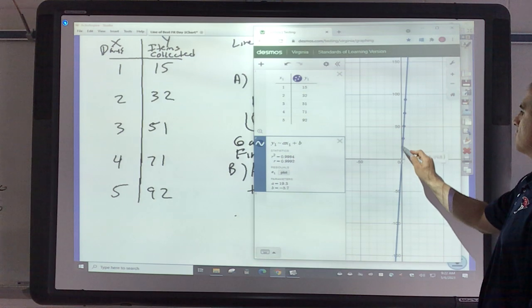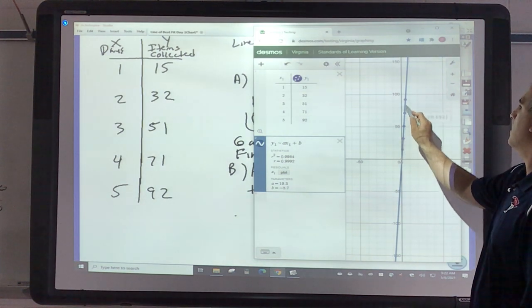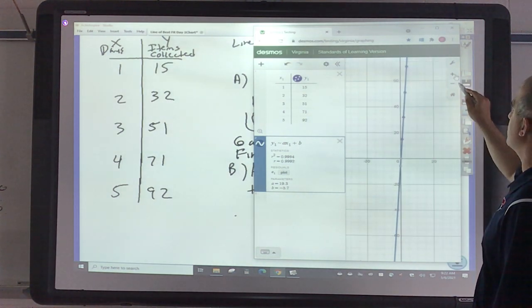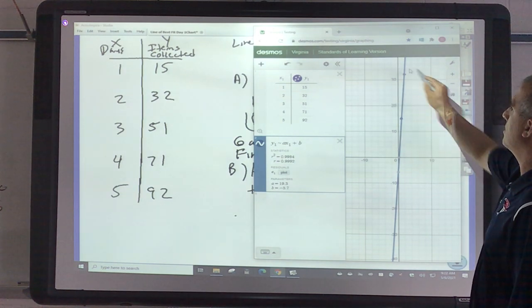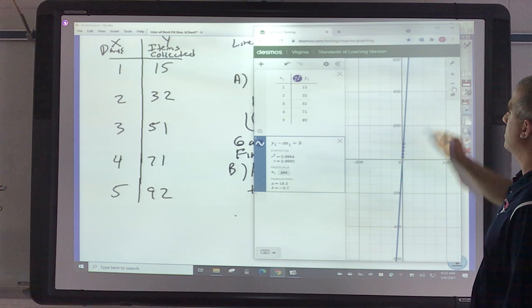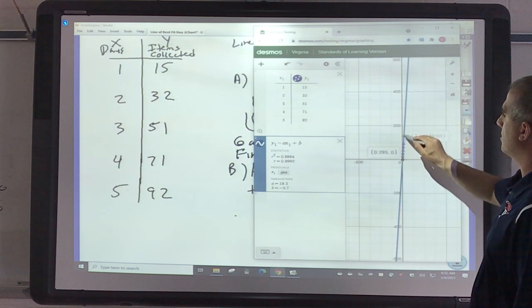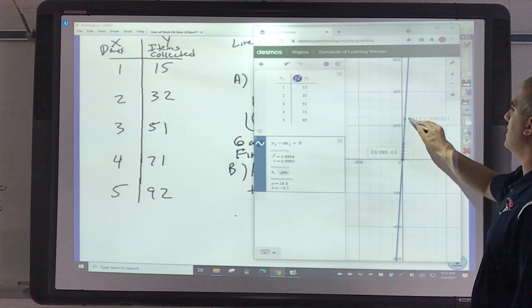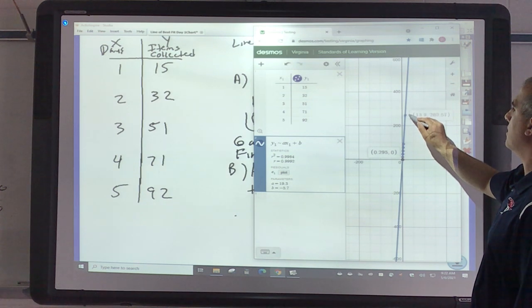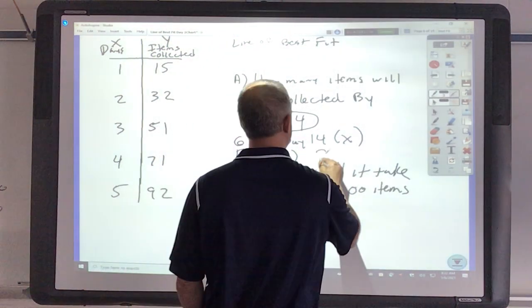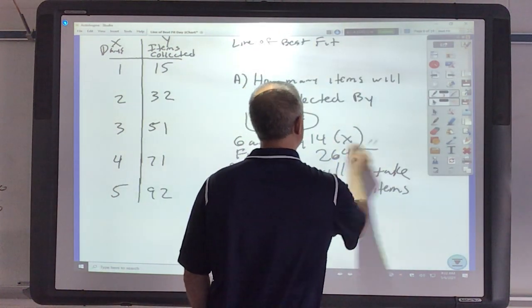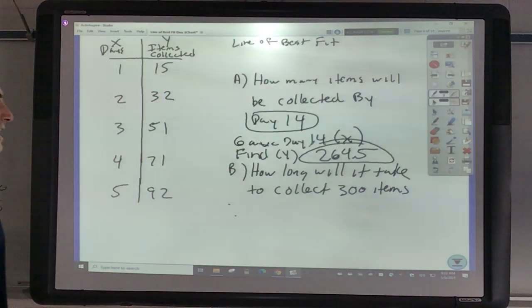So they gave 14 for x. I want to keep going until I find 14. That went off the screen, so I probably got to zoom. Nope, I got to zoom out. So I want to go until I get to day 14. There we go, 264.5. So about 264.5 items would be collected by day 14.